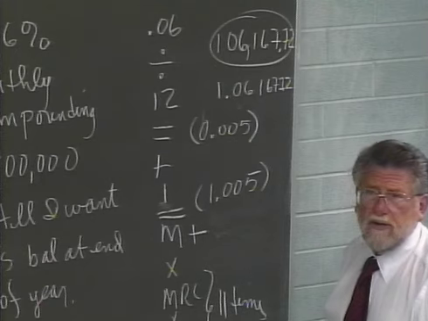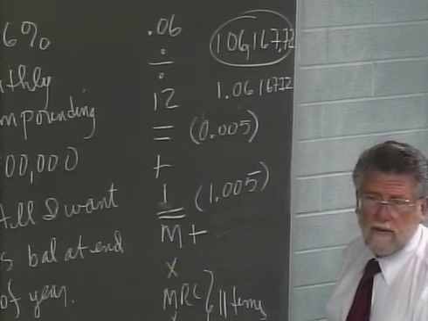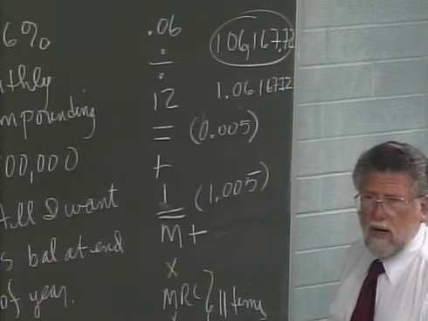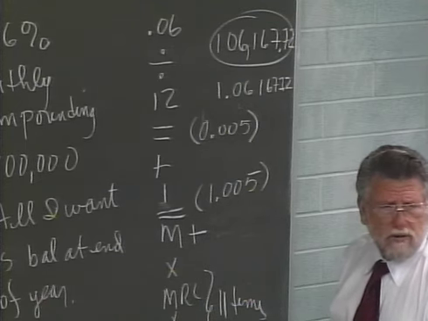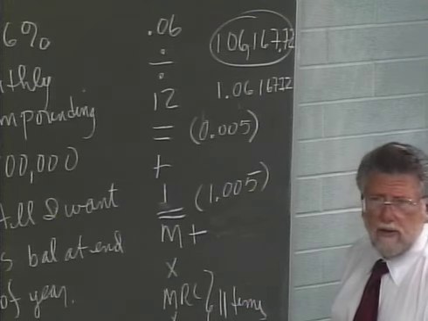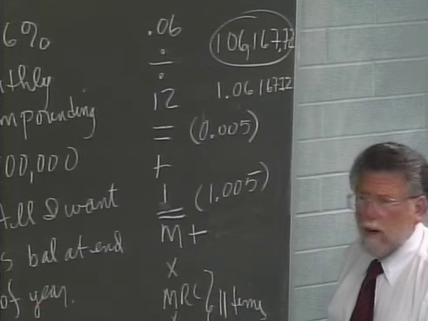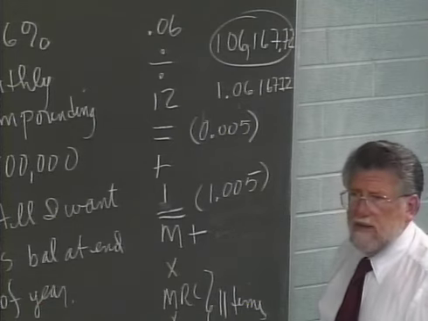Now, after you do the 11th time, you have to hit an equal sign. I should have made that comment. After the 11th time, hit an equal sign. And you should see 1.0616772.